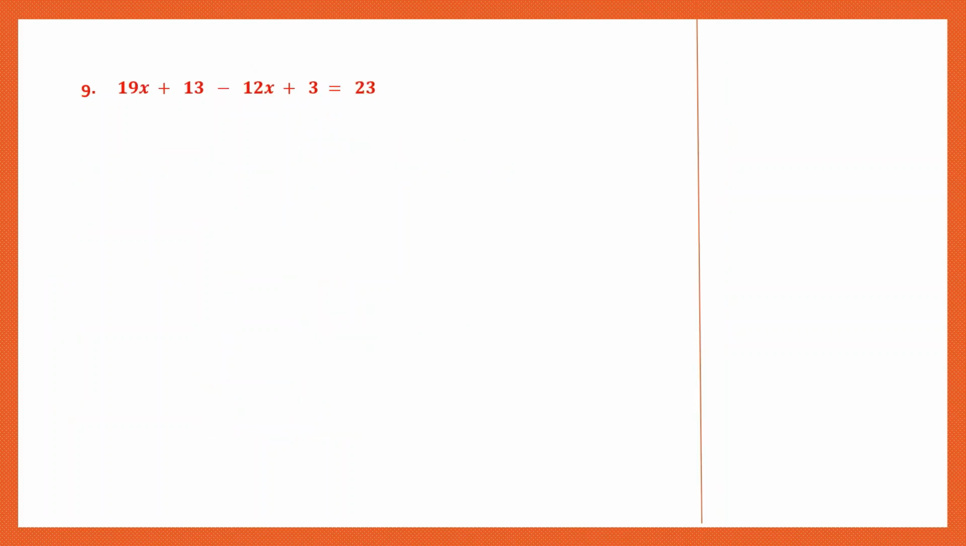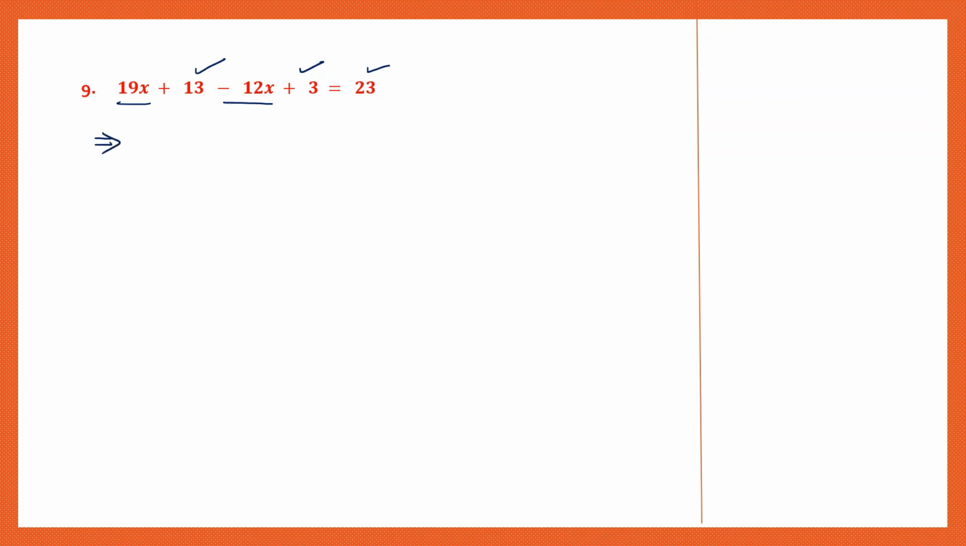Question 9. Let's see where all the variables are. We have a variable on the left hand side, one more variable on the left hand side. But we have constants on both sides. We have one here on the left hand side, and one on the right hand side. So let's put them group wise. We'll put all the constants to one side and variables to one side.